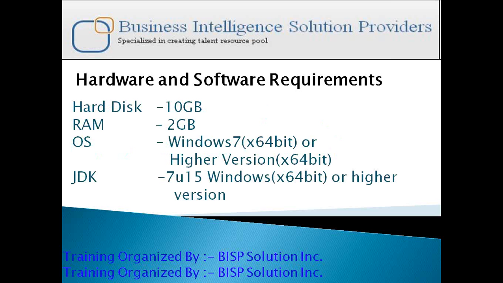Hardware and software requirements. The hard disk you would need would be 10 GB, RAM 2 GB minimum, operating system, we are using Windows 7 64-bit, or you can use a higher version 64-bit. The prerequisites would be JDK 7 update 15 or higher version for Windows 64-bit.